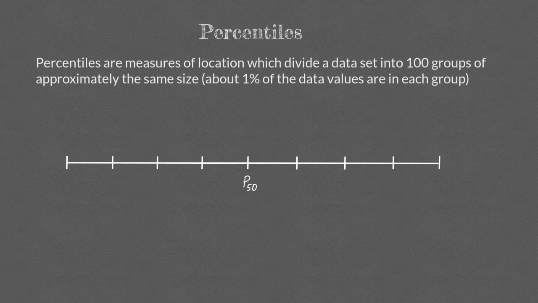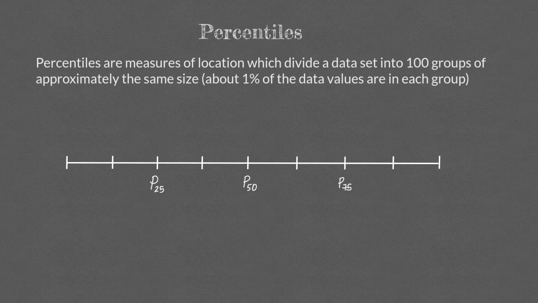If we break up the upper half into 2, we get the 75th percentile located here. And if we break the lower half into 2, we get the 25th percentile located here. So this means 25% of the data falls below this value, right? And 25% of the data falls above P75, whatever this value is.